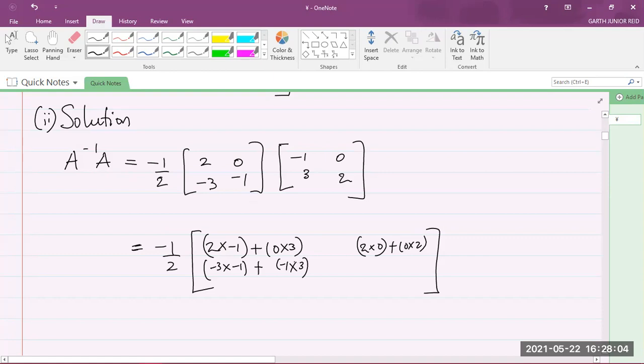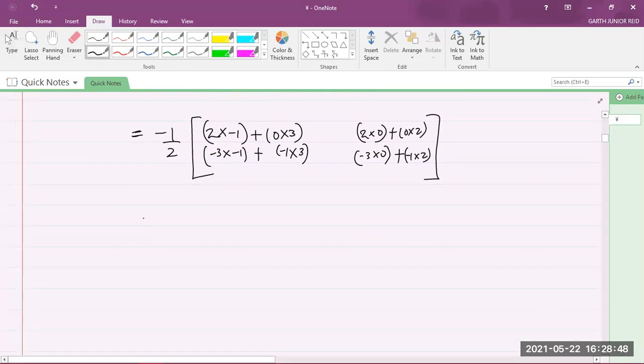And my final element will be right here, the second row by the second column. So what will that give me now? That's going to give me negative 3 times 0 plus negative 1 times 2. All right, that will be my element.